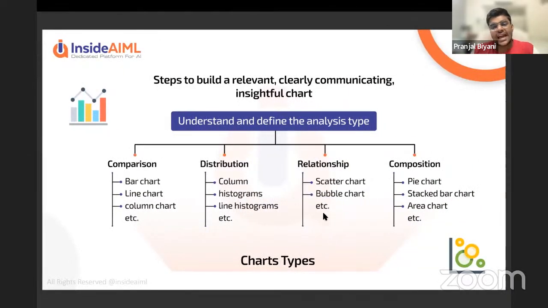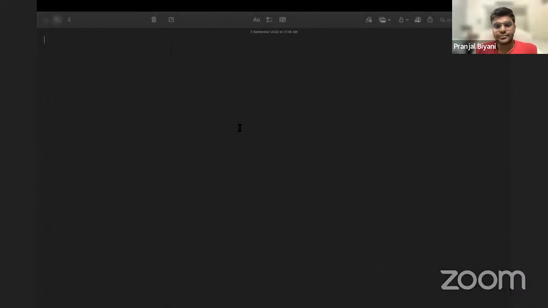The next type of analysis is the relationship analysis. Relationship analysis is very important because it gives you a very important understanding of the relationship between two variables, or more than two variables in certain cases. Okay, let me show you an example.